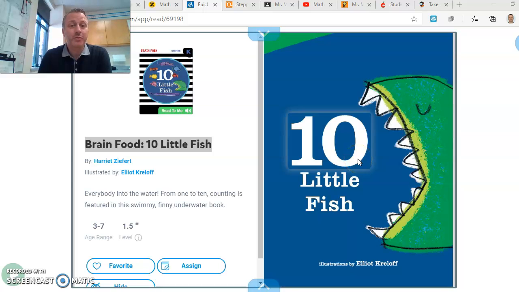Hi boys and girls, we're going to read a book called 10 Little Fish today. And then we're going to write the numbers 1 through 10 and represent those numbers by drawing some objects. First, let's read. Here we go.